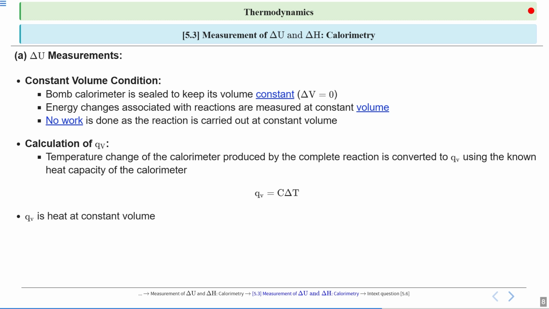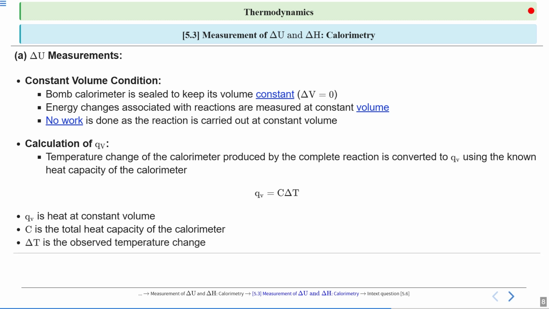So we already know what Q_V is. It is the heat at constant volume, and C is the total heat capacity of your calorimeter. In the total heat capacity, we are including the system as well: the water, the bomb, and the container, all of this. Now you don't have to worry. If you are seeing it for the liquid only, then you can consider C for the liquid as well. And what is delta T? It is the observed temperature change.